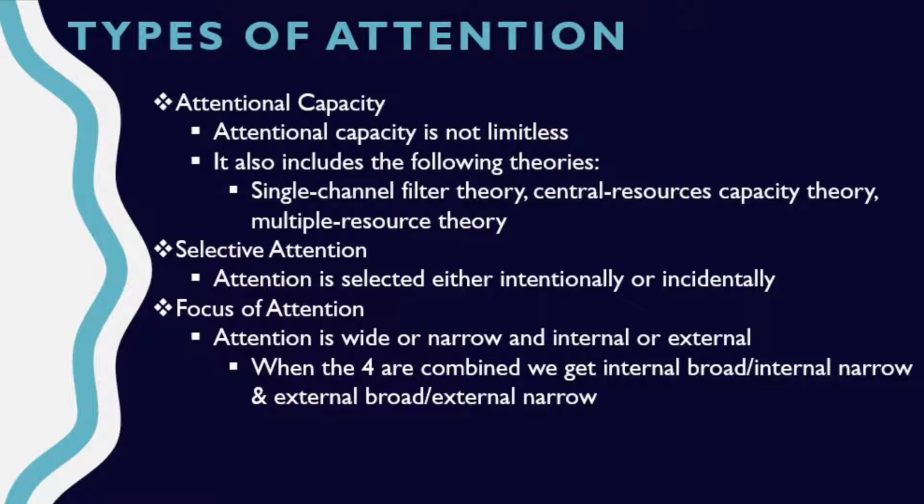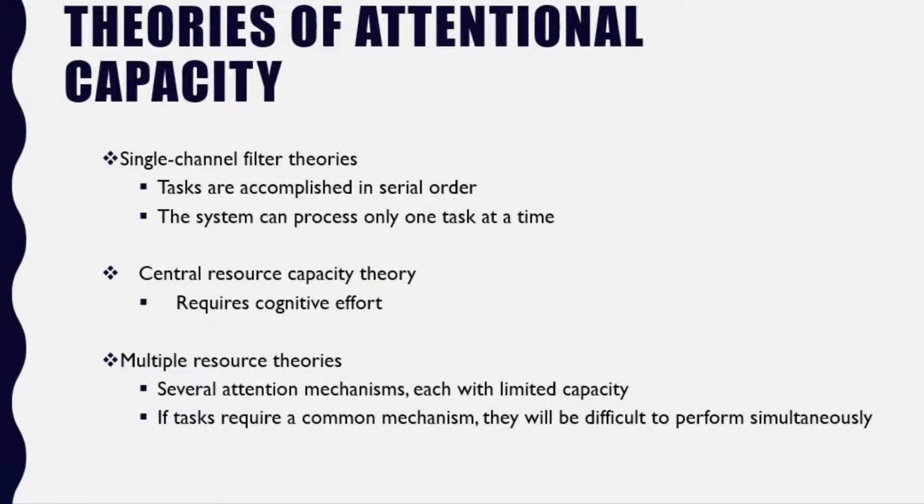As for the second type of attention, there's selective attention, which can either be relevant or irrelevant depending on the situation. Take, for example, when we had one participant receive two messages simultaneously and then try to recall only one while ignoring the other. Trying to recall the second message was proven to be tedious for participants, as they weren't able to recall much. The findings from the study were later termed the cocktail party phenomenon. As for the third type of attention, it's the focus of attention, which consists of wide or narrow and internal and external. The three theories of attentional capacity are single-channel theories, central resource capacity theory, and multiple resource theories.